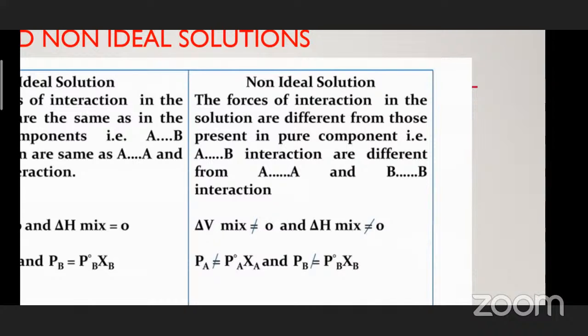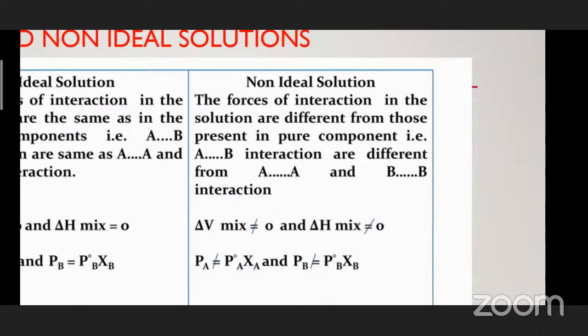Among the particles of A, we will be seeing AA interactions and BB interactions. The molecular interactions would be there, AA and BB, before we form the solution. And these AA interactions are not similar to the BB interactions. The interactions are different from one another.